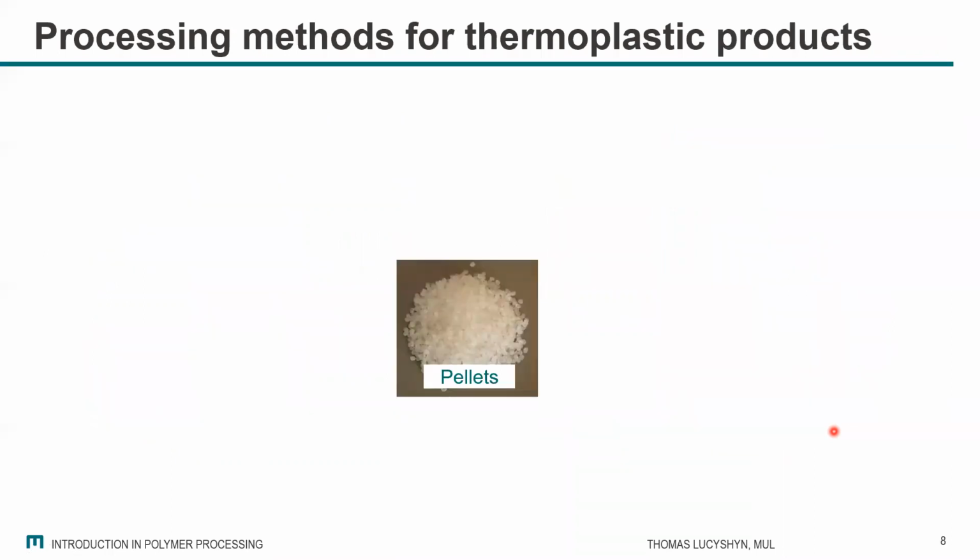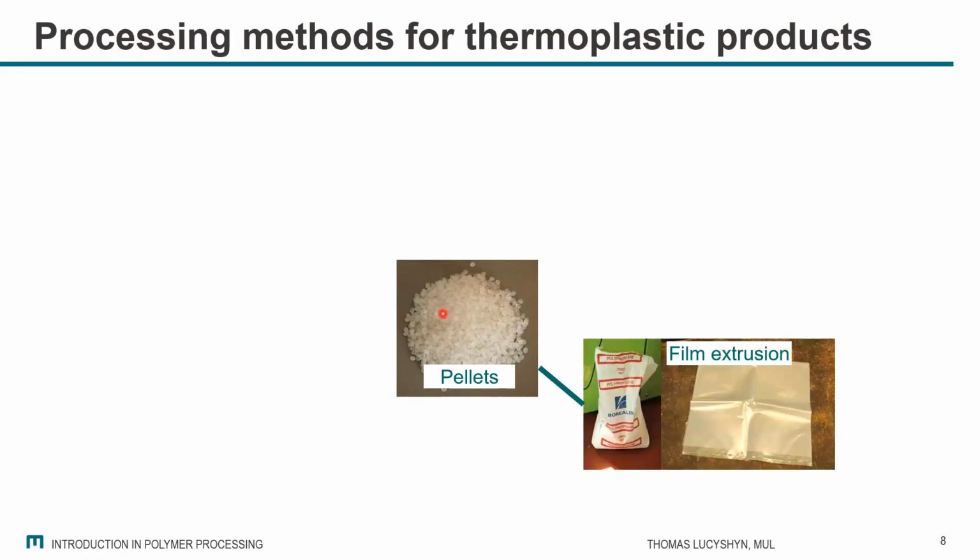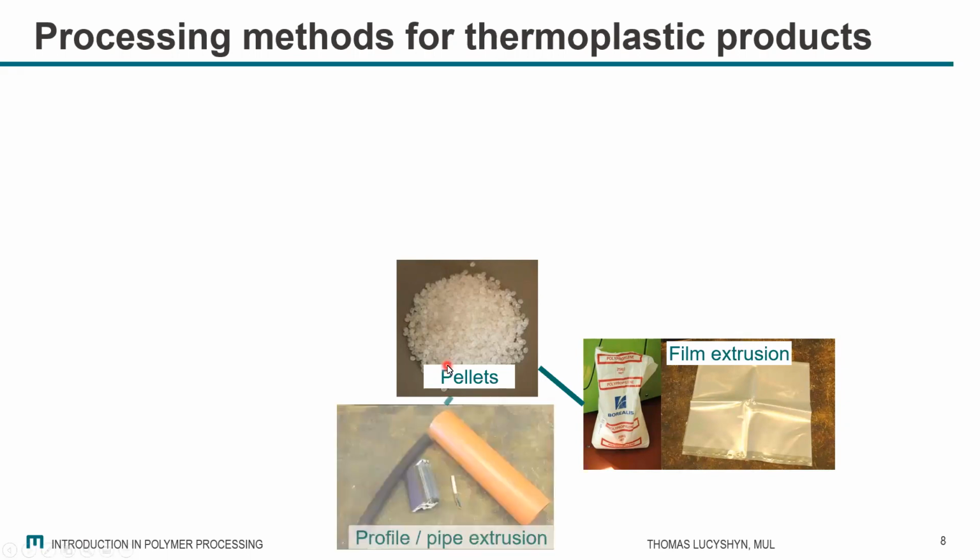What can we do? In my presentation, I'm basically focusing mainly on thermoplastics, so not on the elastomer side and the rubber side. We are typically starting from a pile of pellets, and based on the different processing methods, we can produce different products from this pile of pellets. It could be film extrusion on the one hand, like bags or some standard sheets. On the other hand, there are profiles or pipes, or window profiles, pipes for sewage, whatever.